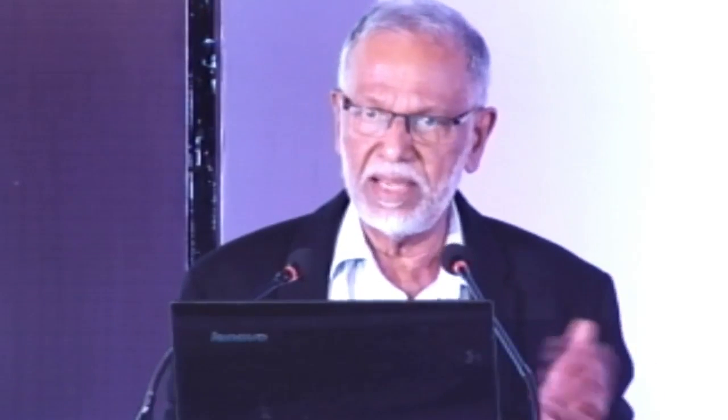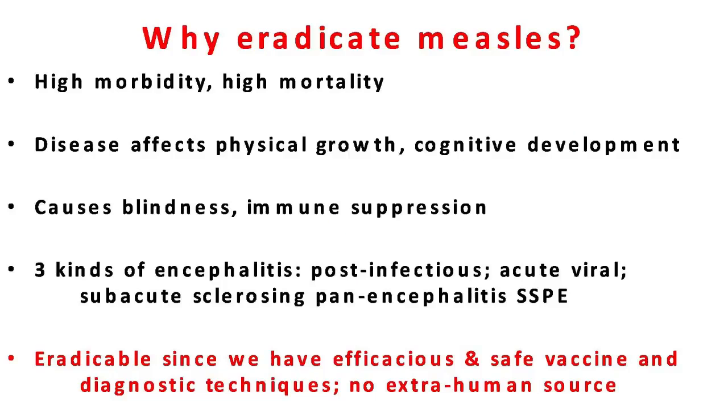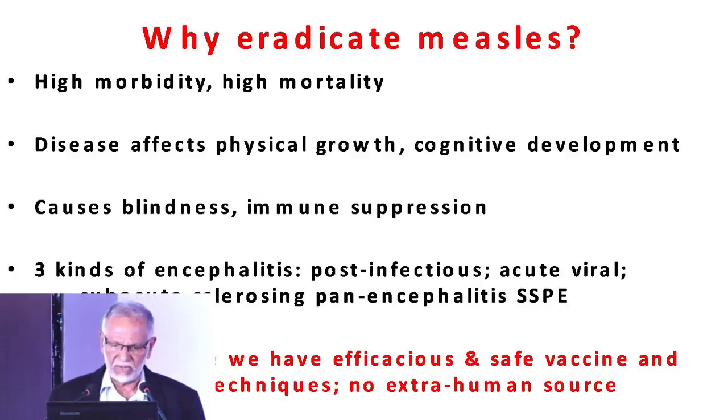Measles virus causes 3 kinds of encephalitis. What is post-infectious allergic encephalomyelitis, like in many other infectious diseases, and acute viral encephalitis, which is, of course, uncommon, and it occurs in immunosuppressed children only. The third variety of encephalitis is subacute sclerosing panencephalitis, SSPE. I will show you a little bit of data on that.